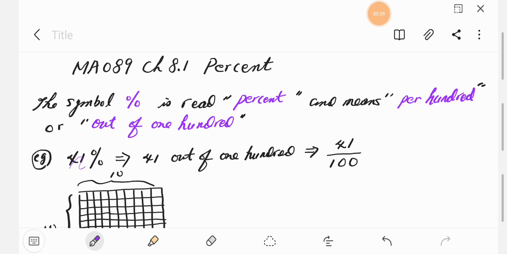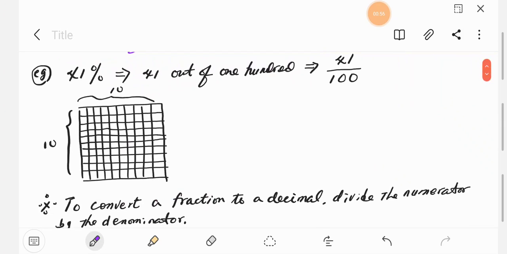So for example, 41% means 41 out of 100, 41 for every 100. You can write it as 41 out of 100, or 41 over 100. So this means 41%. Let's say there are 100 squares like this, 100 pieces, 10 rows and 10 columns. Among these, if we select 5 squares, I selected 5 squares here.